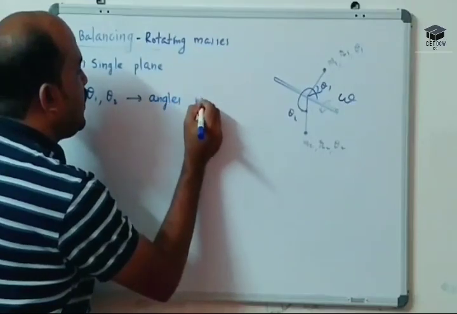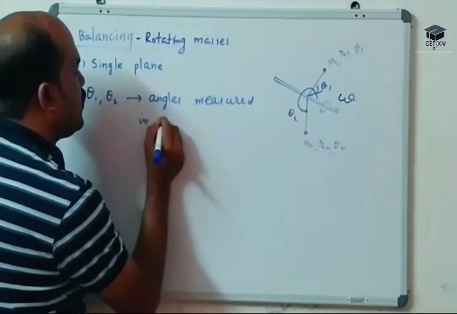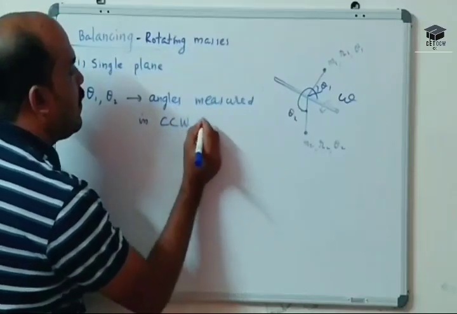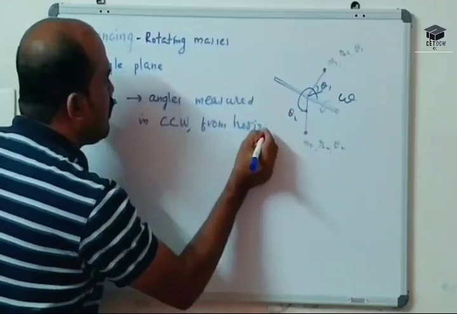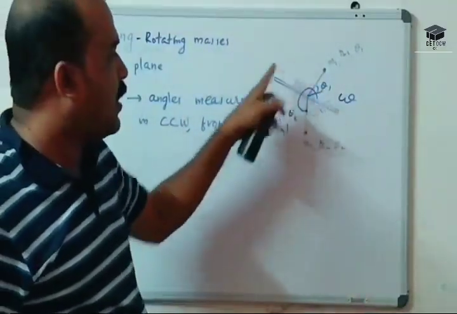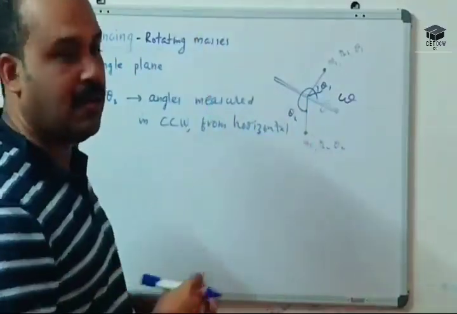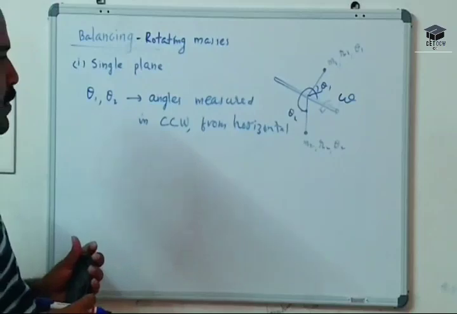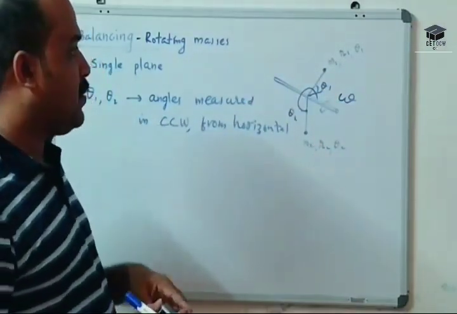So theta 1 and theta 2 are angles measured in counterclockwise direction from horizontal. This is how angle is measured. Draw a horizontal line towards right and take in the anti-clockwise direction. That's how angle is measured. The radius is r1 and here the radius is r2.